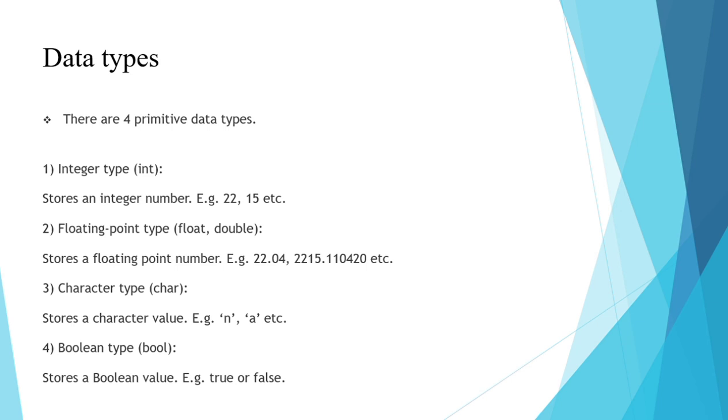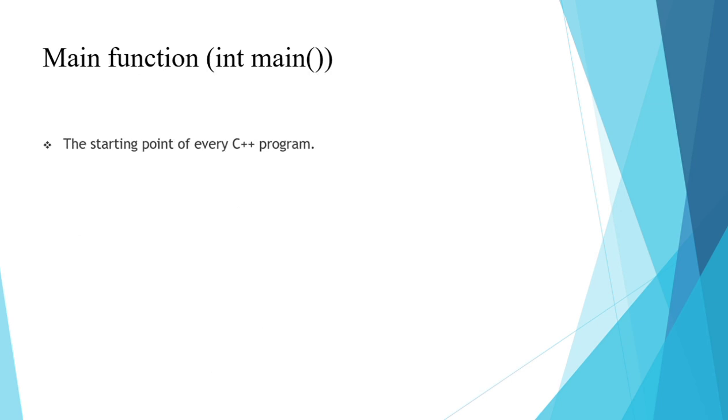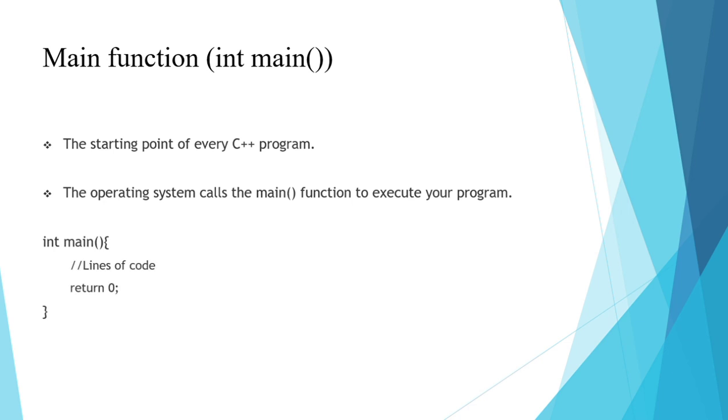Structure of a C++ program. The main function is the starting point of every C++ program. It is called by the operating system when you run the program. Every C++ program must have a main function, even if it's just an empty one.